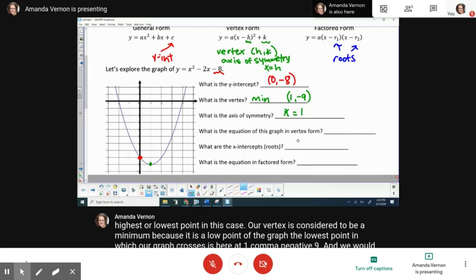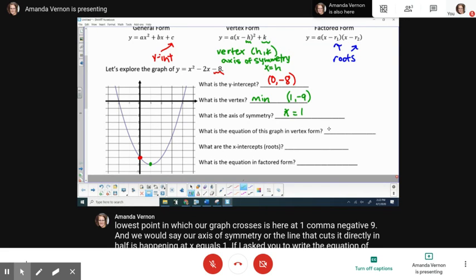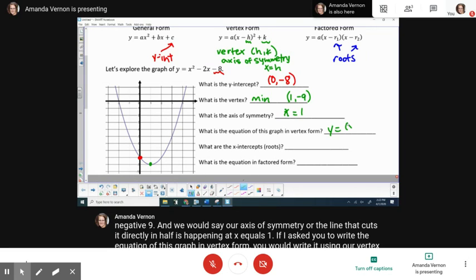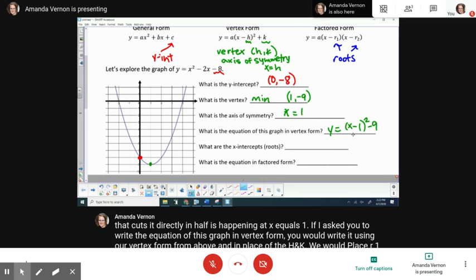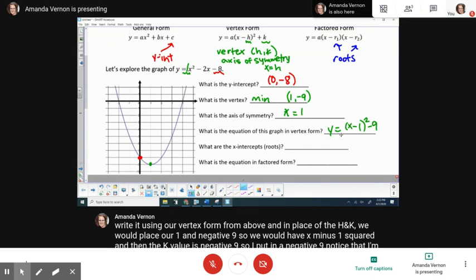If I asked you to write the equation of this graph in vertex form, you would write it using our vertex form from above. And in place of the h and k, we would place our 1 and -9. So we would have x minus 1 squared. And then the k value is -9, so I'd put in a -9. Notice that I'm leaving a out, and the reason I'm leaving a out is because a in this problem was 1, or an invisible 1, and so that's where it would also be in this case.